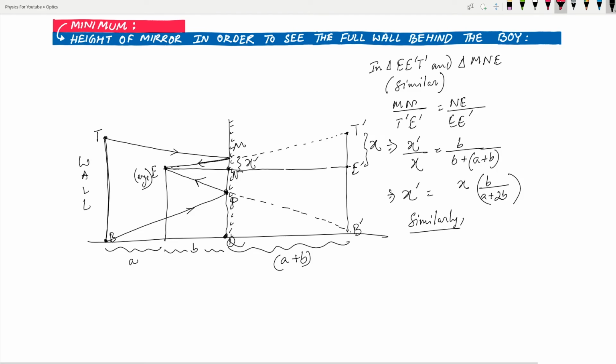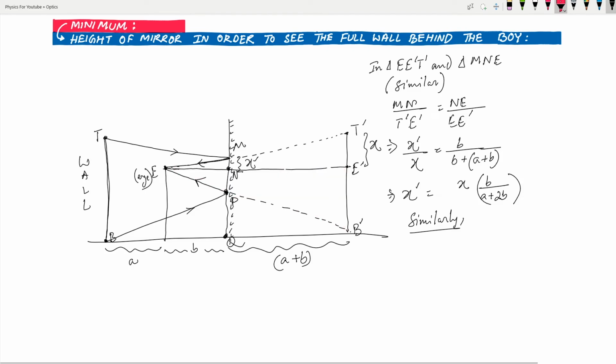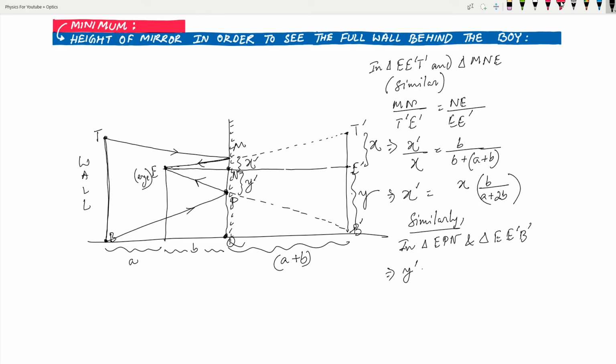Okay, similarly, it's very easy. If we consider the lower triangle, this one, I hope it is clear, let me write down the triangle's name, that is triangle EPN and triangle E dash B dash. If we solve using the properties of similar triangles, and take this height as Y dash and this height as Y, then we will get Y dash is equal to Y B divided by A plus 2B. Similar. It's very easy.